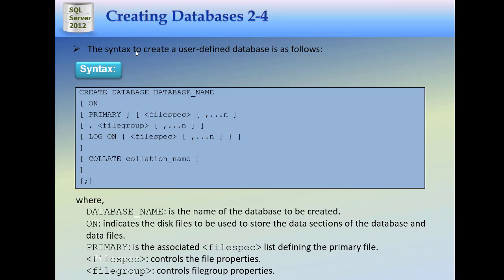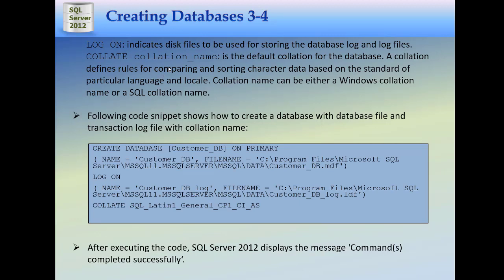So we have this. So CREATE DATABASE, then the name of the database. Then ON, you specify the file group which you're going to use. Then you tell us where you're going to log this information, and you can specify a collation order. Now, I just want to explain this. I've already explained this, so I'm not going to go through them.